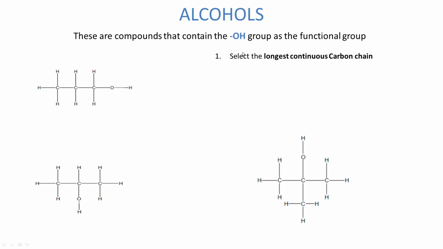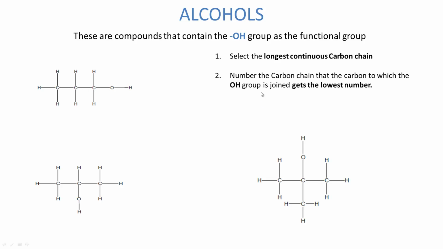So to determine them, we select the longest continuous chain. So let's start off with this one. This chain is 1, 2, 3, so it's going to be propane. And then the carbon chain that contains the carbon which the OH group has joined gets the lowest number. As you can see, the functional group is joined to only one carbon, so it's going to be position 1, and the format is always the alkane, position of OH, and O.